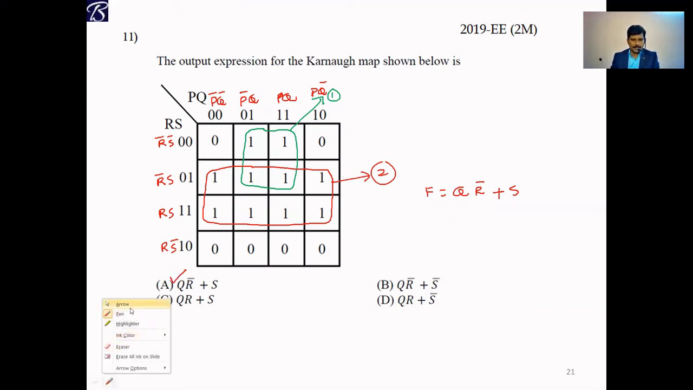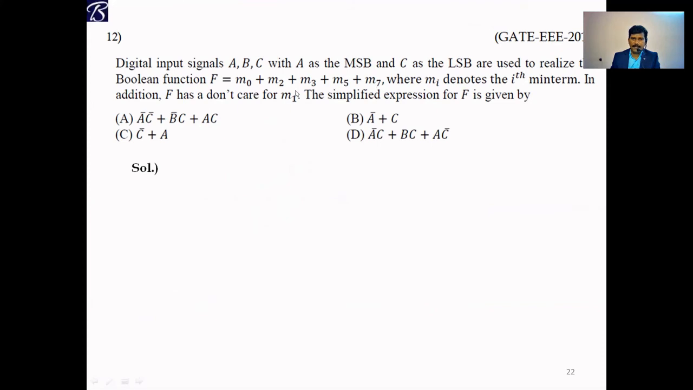Okay. Let us check the answer. Option A is correct. Right. Here min terms are given. So M0, M2, M3, M5, M7 are given, and M1 is a don't care. Now we need to find the simplified expression for F.